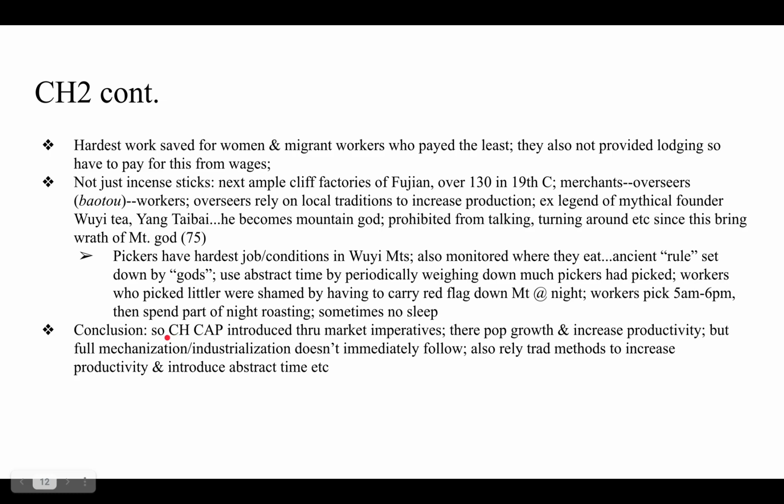So in conclusion, Liu says that capitalism in China was introduced through market imperatives. There was a population growth and an increase in productivity, but full mechanization and industrialization didn't immediately follow. And he's shown through some examples how Chinese tea producers relied on traditional methods to increase productivity and to introduce abstract time.